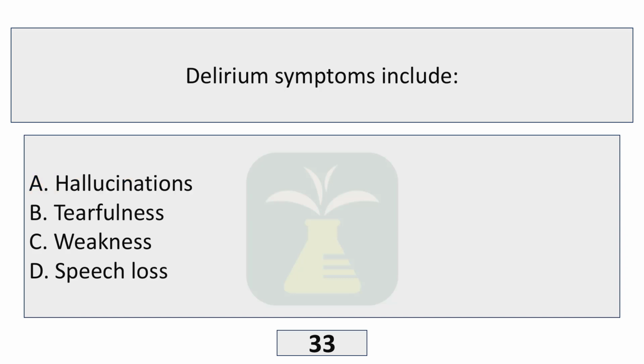Delirium symptoms include: A. Hallucinations. B. Tearfulness. C. Weakness. D. Speech loss. Correct answer, A. Hallucinations. Delirium involves acute confusion, hallucinations, or delusions.